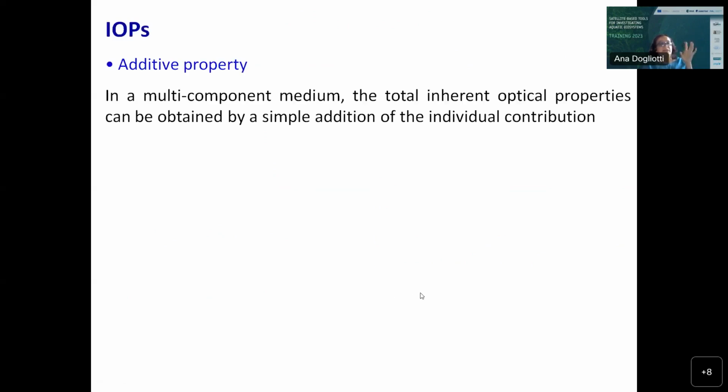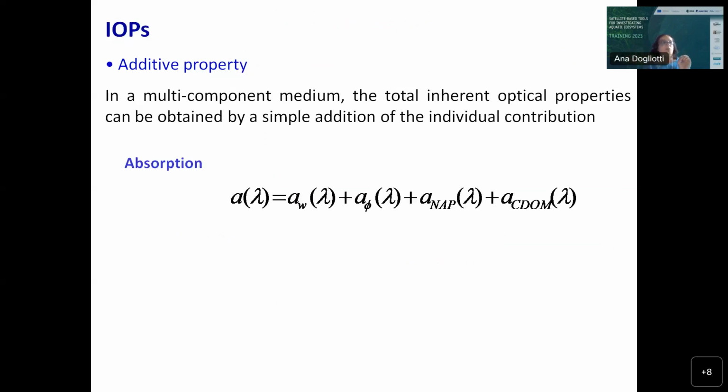So the interesting thing is that these IOPs have this property we call additivity. It means that the total inherent optical properties can be calculated or estimated as the sum of the IOPs of each of the components present in the waters. So total absorption can be expressed as the absorption of the water plus the absorption of the phytoplankton of the four groups I mentioned before, the non-algal particles, and the absorption of CDOM.